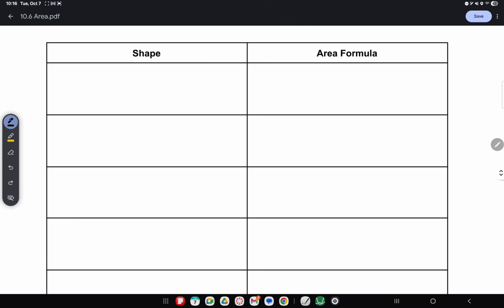So let's start with some of these shapes. Let's do a triangle. Do my best to draw some of these. So the area of a triangle is 1/2 of the base times the height. So in this picture I've drawn, this is the base. And the height of a triangle always makes a right angle. So there's the height.